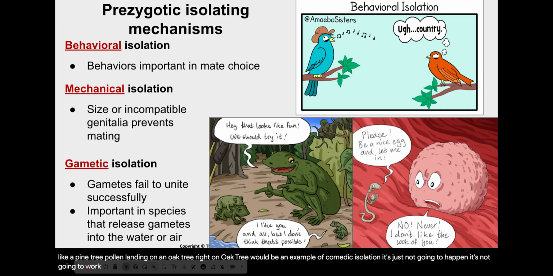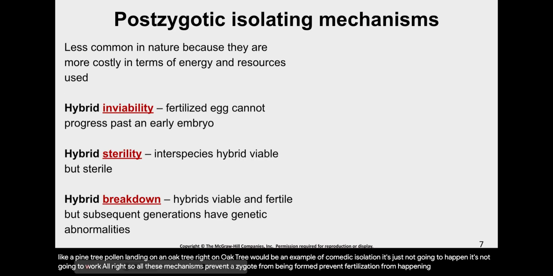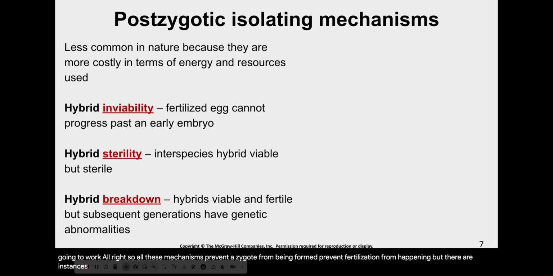All right, so all of these mechanisms prevent a zygote from being formed, prevent fertilization from happening. But there are instances where fertilization can occur, right? So now a zygote can be produced. Now, this is a lot less common in nature, right?